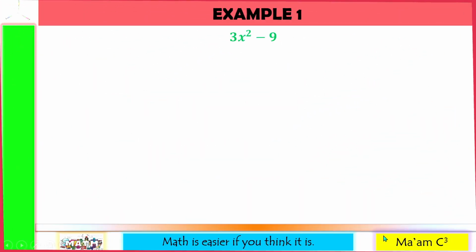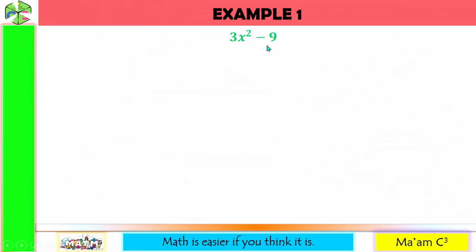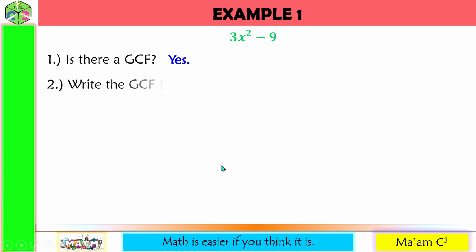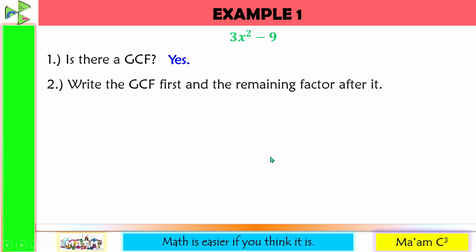Let's have the first example. 3x squared minus 9. First question, is there a GCF? Is there a term that we can factor out from these 2 terms? Yes. So what would it be? We have to write it down as well as the remaining factor.